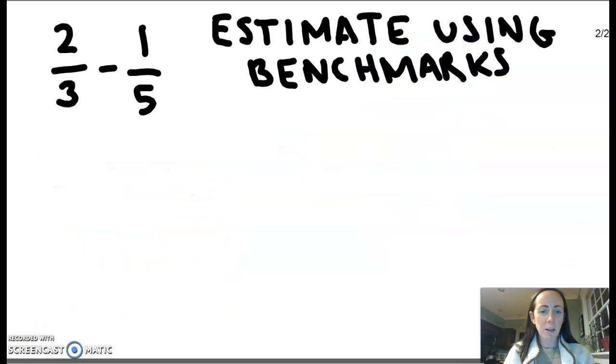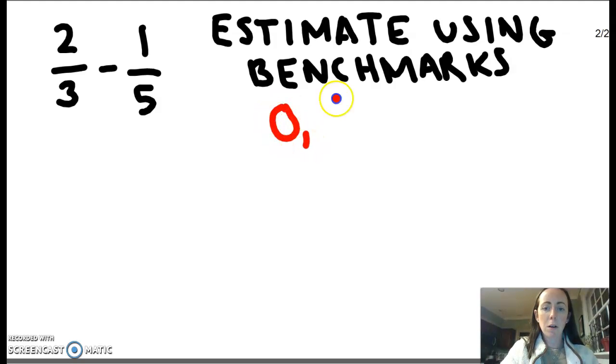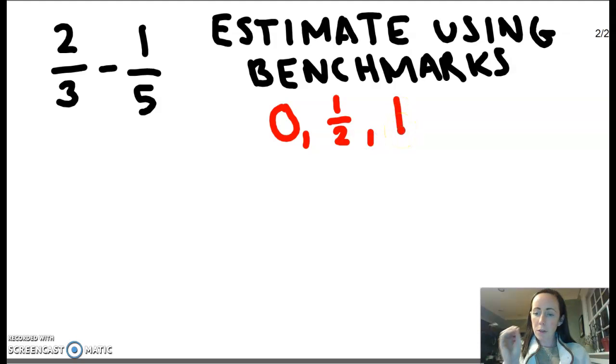Okay, now our next step, again, very similar to 3.1, we're going to now estimate the difference of this fraction problem using benchmarks, just like we did before when we were estimating the sums. So to review, our benchmarks that we use when we're estimating with fractions are 0, 1/2, and 1. So those are the numbers that we're always looking at, and for every fraction we're working with, we're thinking, what is this fraction closest to? Is it closest to 0, 1/2, or 1 whole?